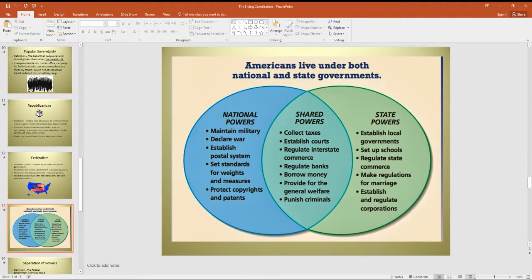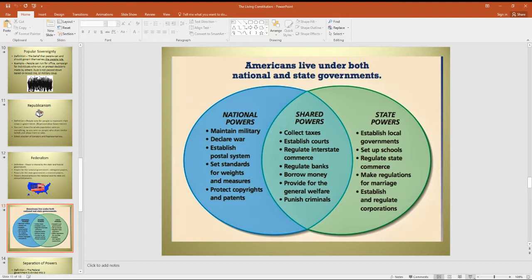The national government also protects our copyrights and our patents. State powers are those powers that are reserved to the states, such as establishing local governments, county governments, city governments, municipal governments. The ability to set up our schools. Education is a state power, although that's decaying greatly since George W. Bush's presidency with No Child Left Behind.